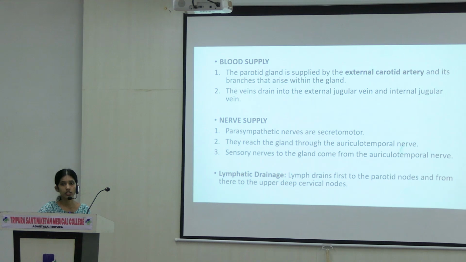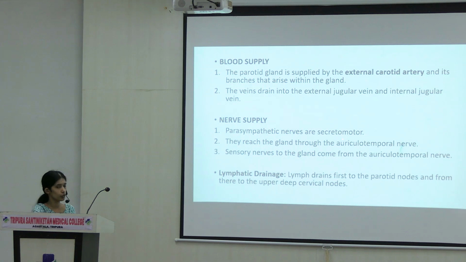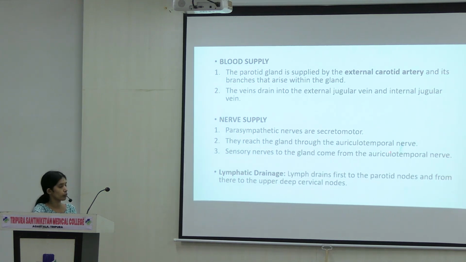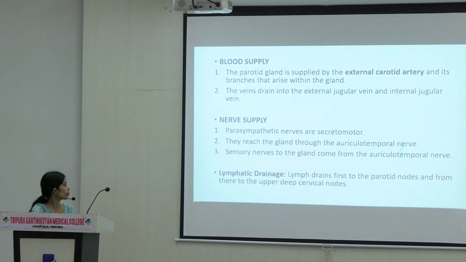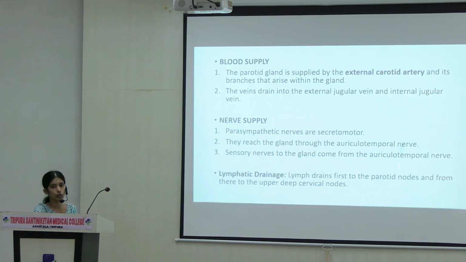It is discussed in your general anatomy part. Find out what is secretomotor and also the significance of secretomotor nerves. So the parasympathetic nerves present in your parotid glands are secretomotor in nature, and they reach the gland through the auriculotemporal nerve, which is present on the superior surface. And also the sensory nerves to the gland come from the auriculotemporal nerve region.